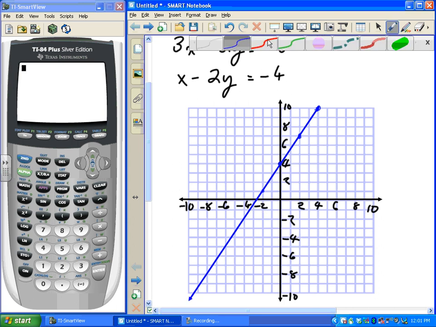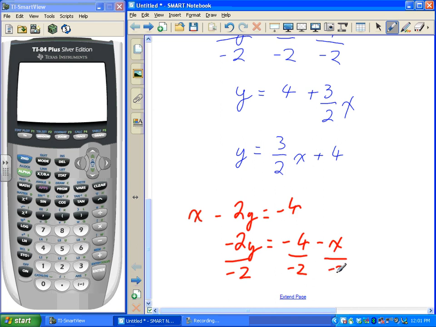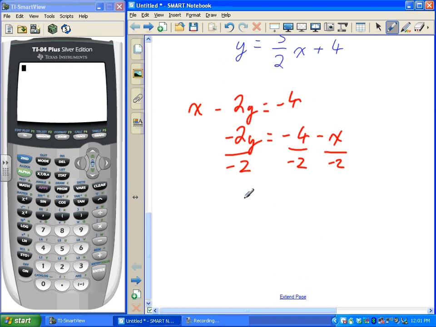Our second line we'll do in red. x minus 2y equals negative 4. Exact same idea. I need to isolate for y. So I bring the x to the other side. It becomes negative x. And I divide both sides by negative 2. This will become y is equal to 2 plus, now this looks like x over 2, but it can also be written as 1 over 2x, a half.